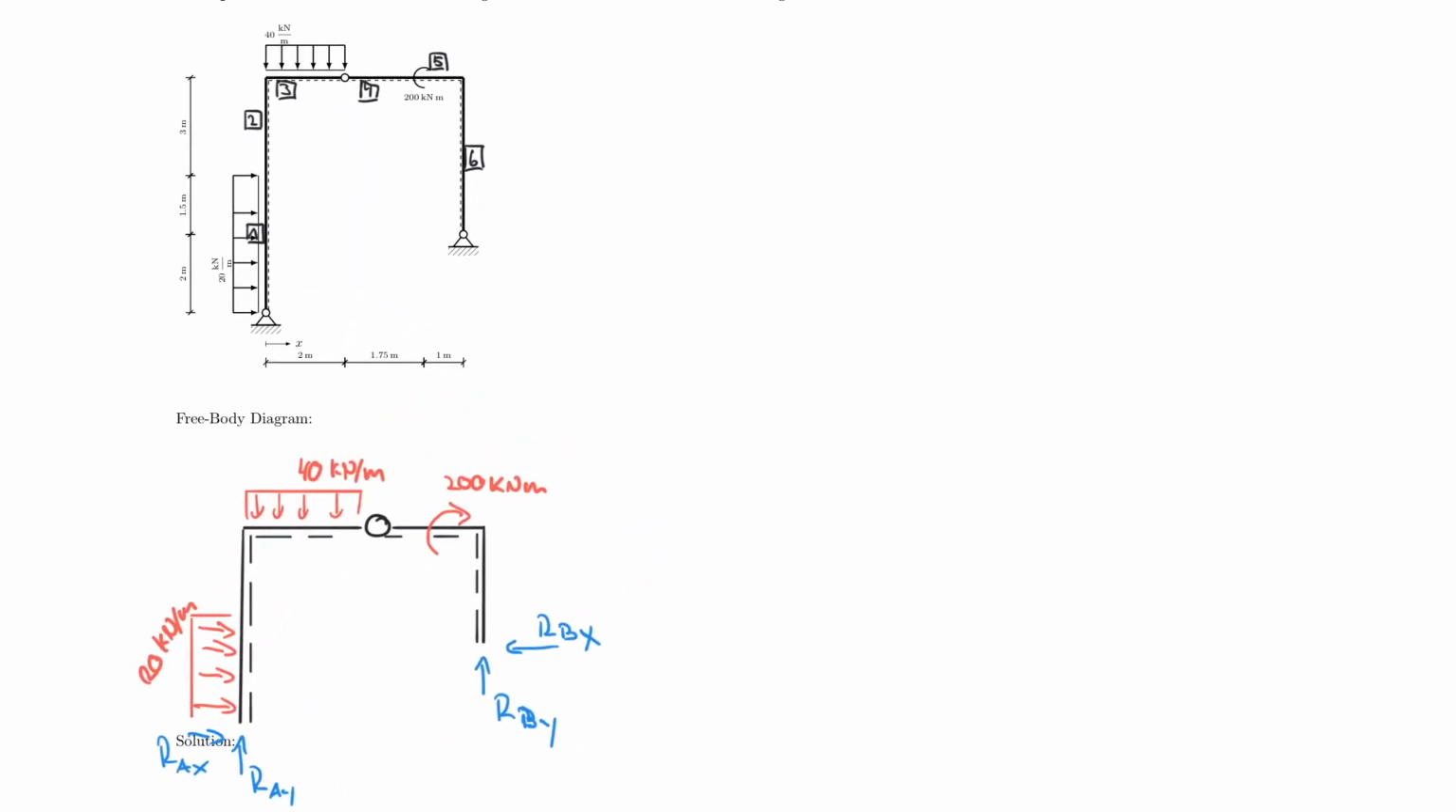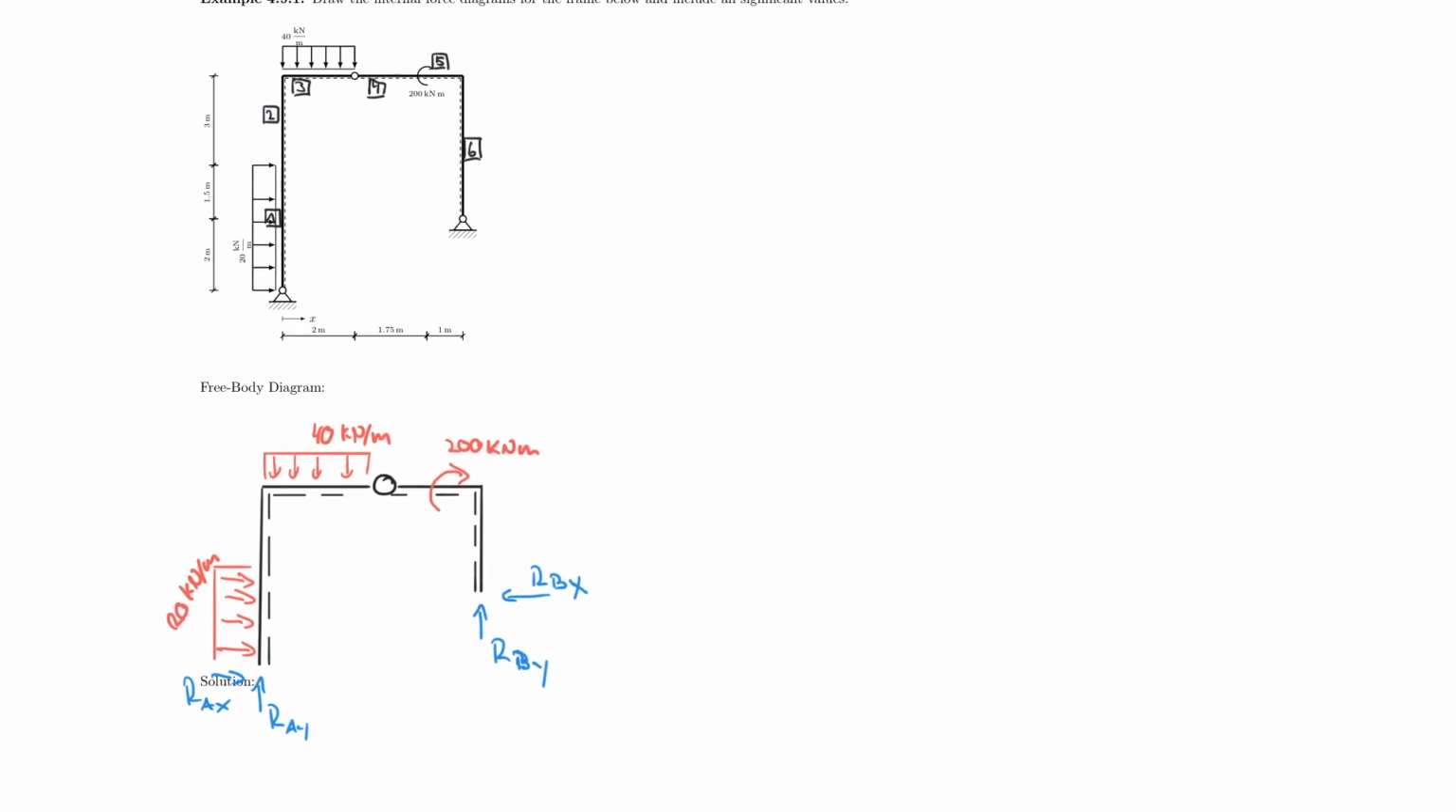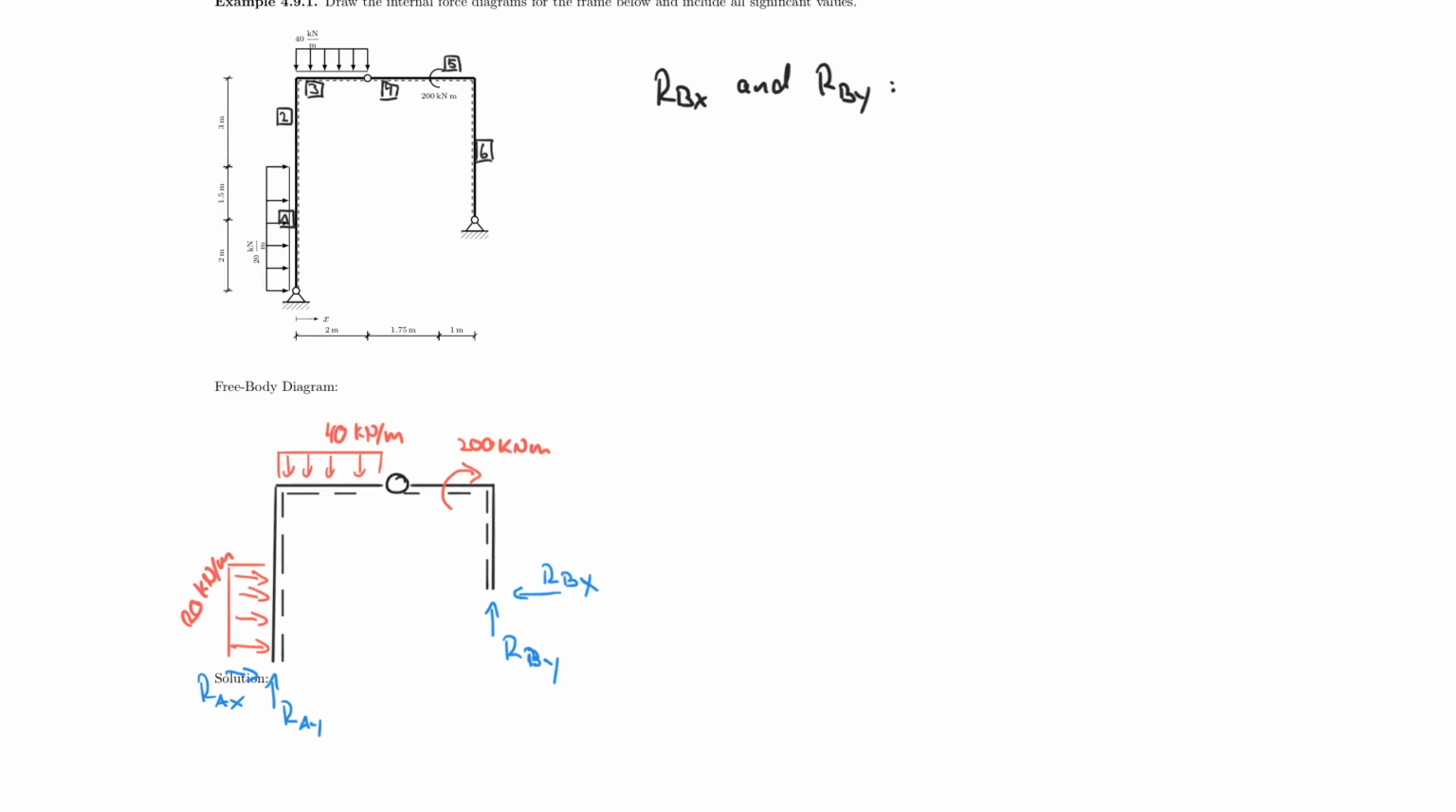So instead of solving it on the bottom, I'm just going to solve it on the right, because then I can see all my dimensions properly. So I'm going to start with RBX and RBY, and the way I do that is by setting up two equations with the same unknowns.